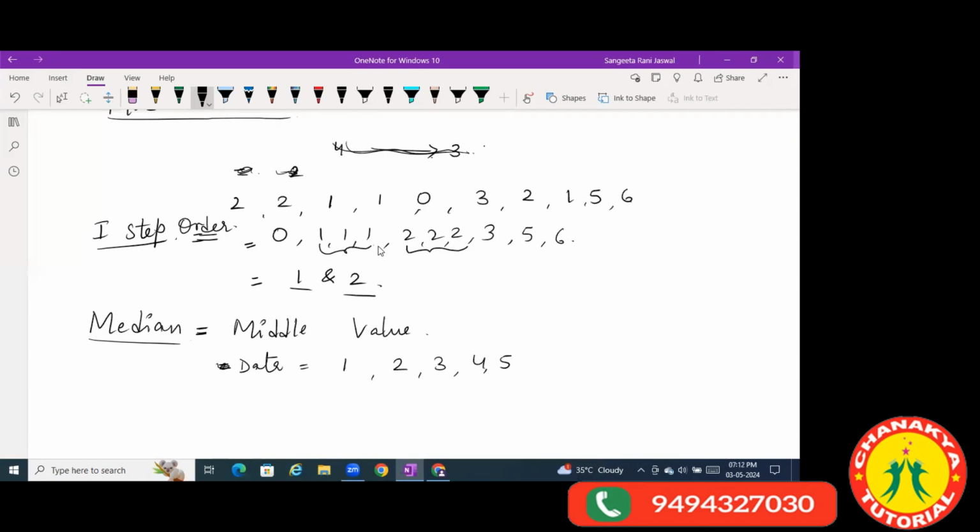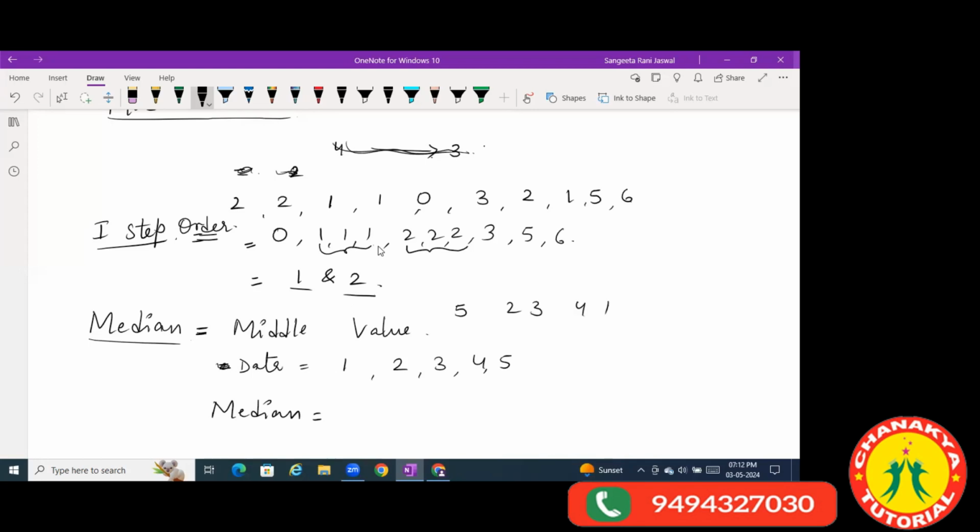Now suppose I have to find the median of this. Median means the middle value. What would be the middle value in this? See, this data is actually already arranged in order. But if you have data written randomly like this, 4, 3, 1, like this.